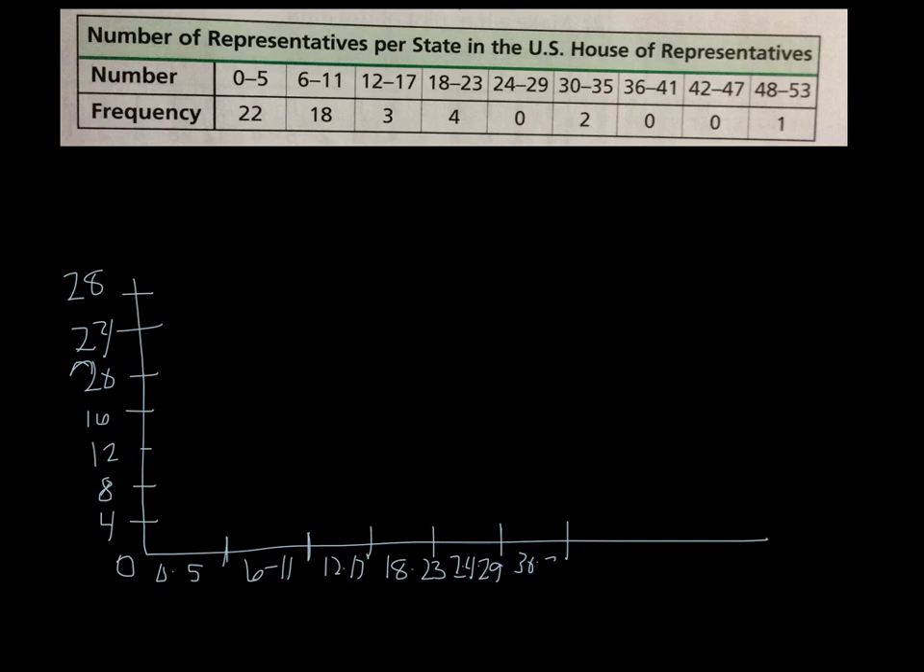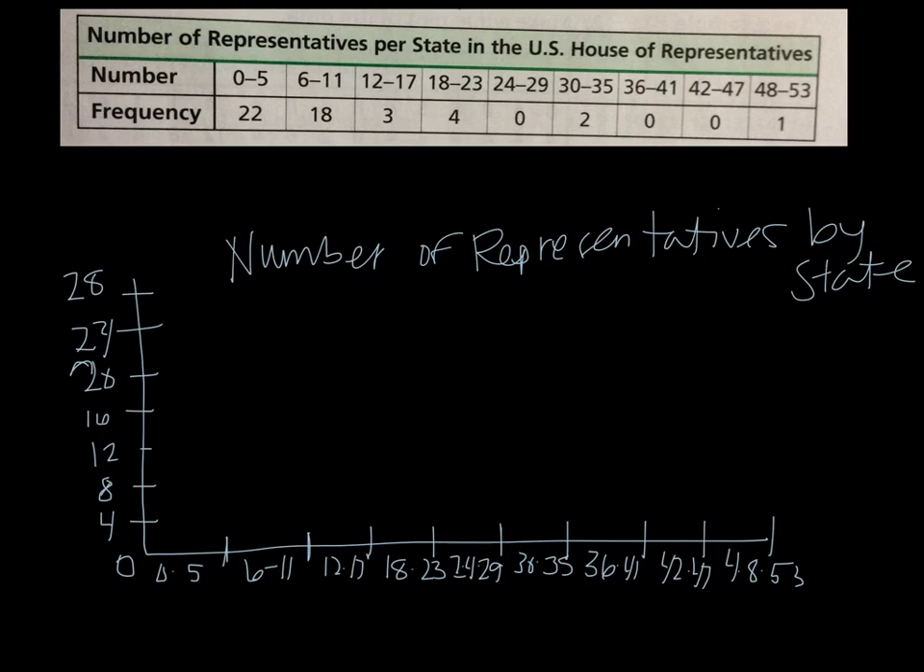I'm just getting this data from the frequency table we just did. 36 to 41. 42 to 47, where there were 6 in each one. And lastly, 48 to 53. Whew, barely made it. Okay, should label it number of representatives by state. All right, and then this side is my frequency. And then along the bottom is the number of representatives.